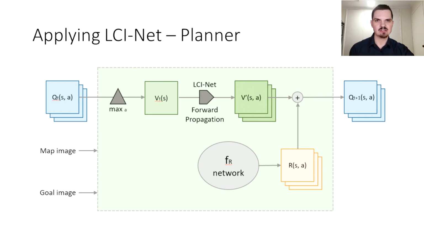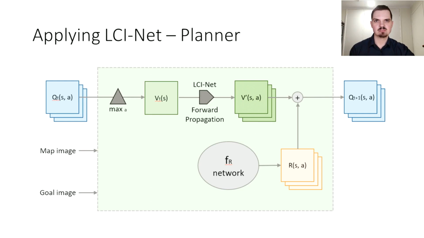QMDP-Net adopted the value iteration implementation of VIN, or value iteration networks, where value iteration is implemented as a recurrent neural network. This network consists of a repeating block structure, in which each block represents a single step of value iteration, and blocks can be stacked to arbitrary depths to produce any desired planning horizon. Each value iteration block contains a forward propagation module that computes the intermediate value, V t plus 1. We replace this forward propagation module in each value iteration block with LCI-Net, as shown in this diagram.